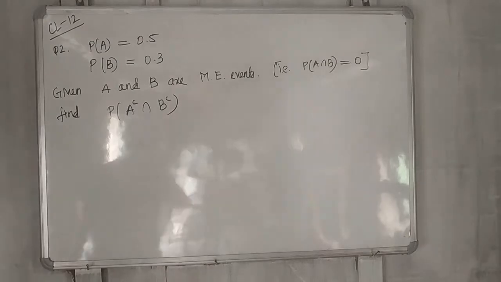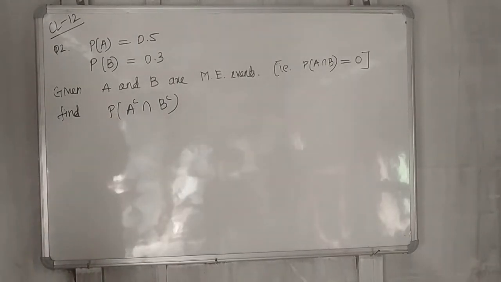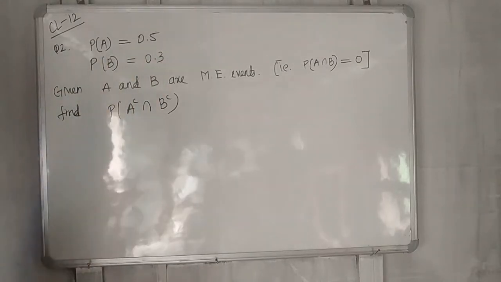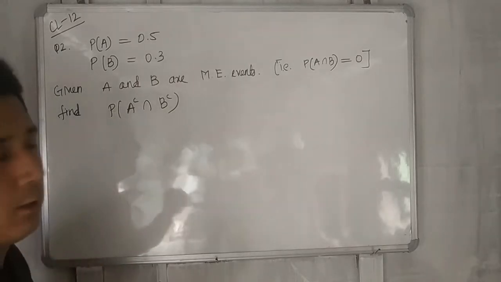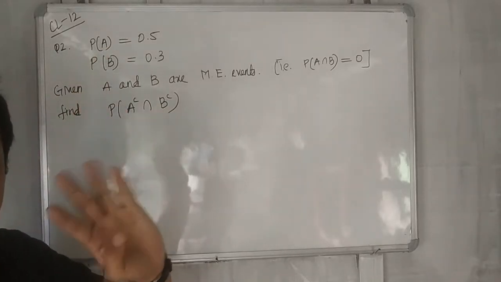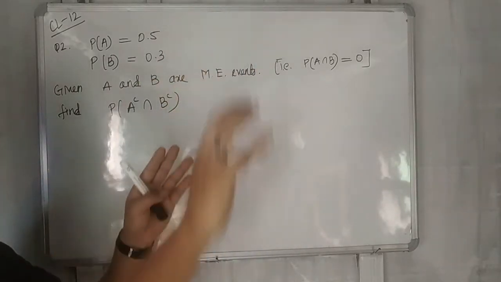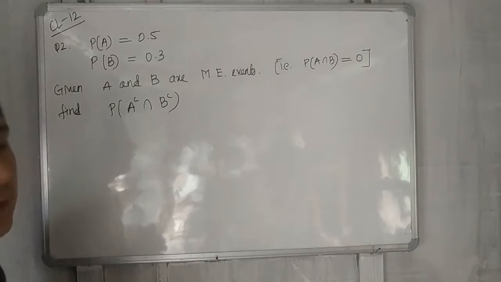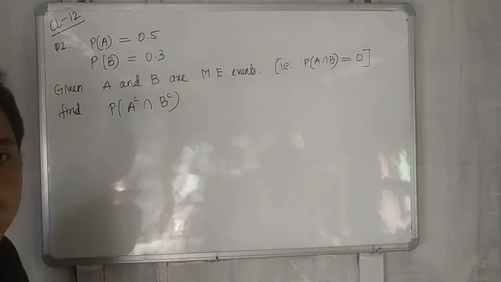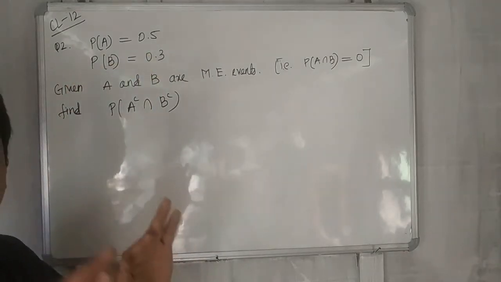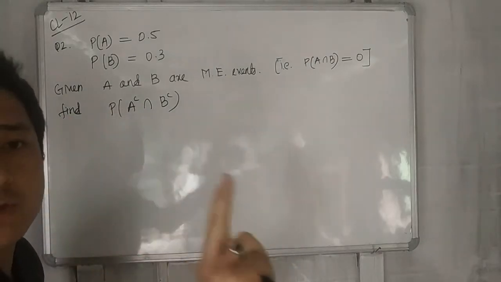Alright, so let's start with question number 2. In question number 2 it is given that the probability of event A occurring is 0.5 and the probability of event B occurring is 0.3. So no doubt A and B are two events. There's a random experiment going on, and A and B are two events. The chances of A happening is 0.5. The chances of B happening is 0.3.